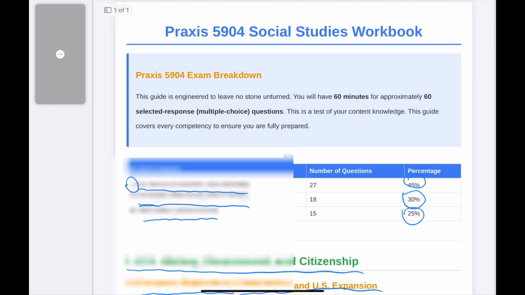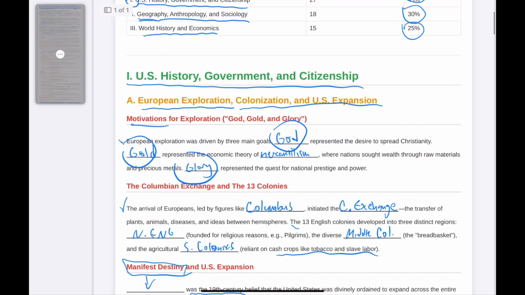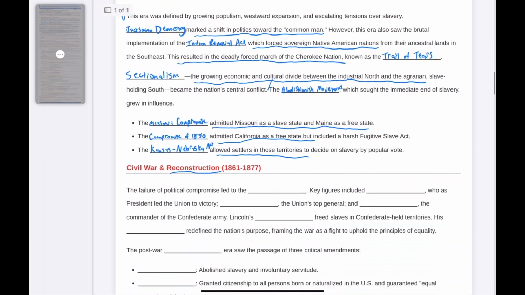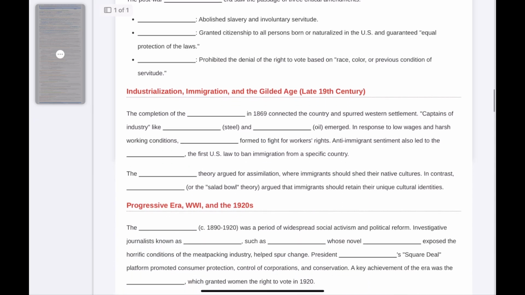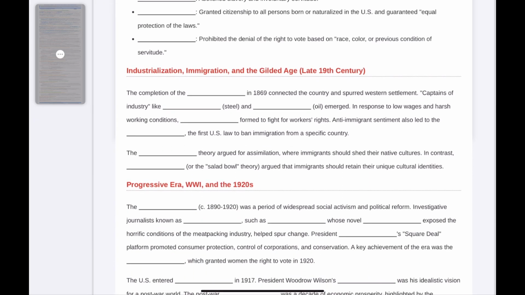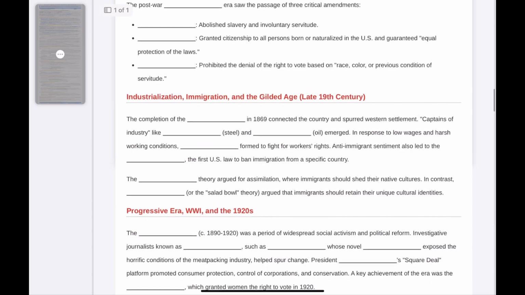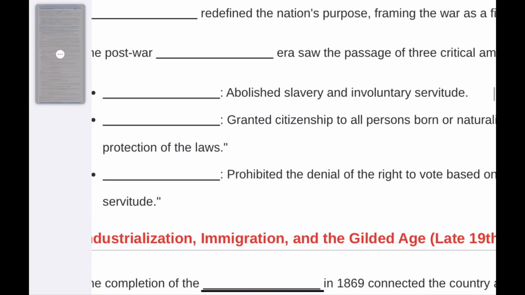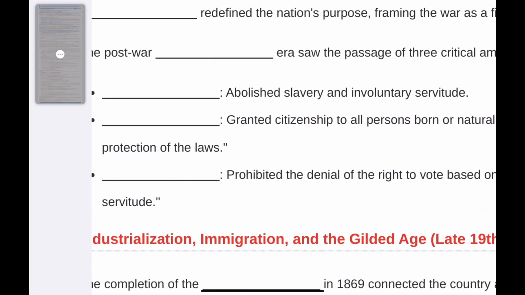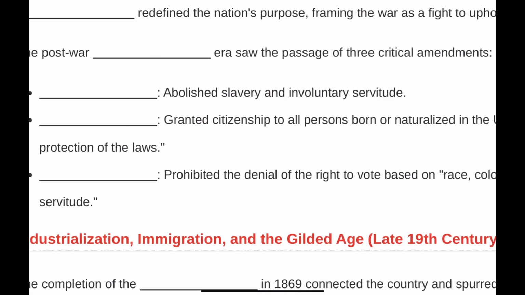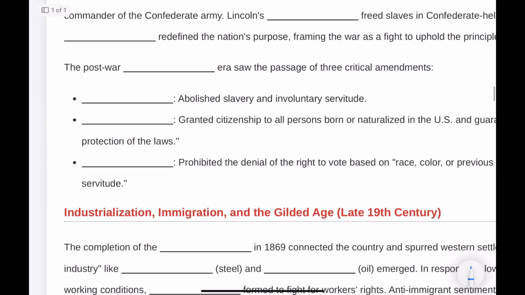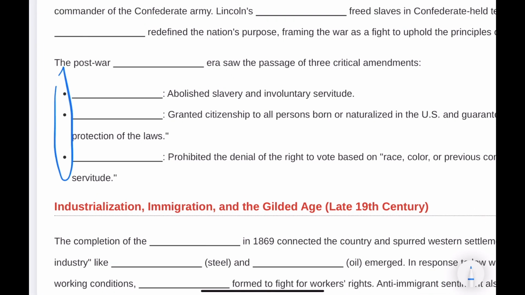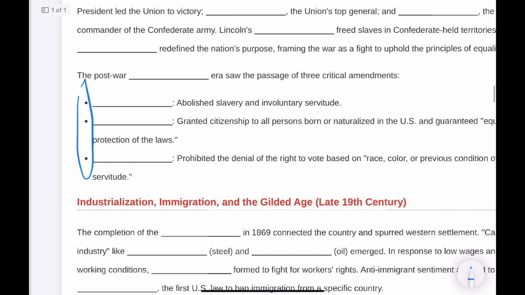All right. Let's scroll back down here and continue where we left off, which was these blanks right here. We have these three blanks right here. Let's go ahead and complete these. Oh, this one right here, this is where we left off.